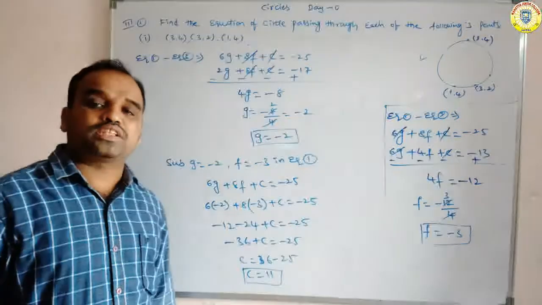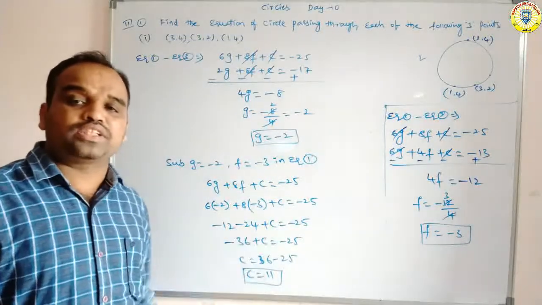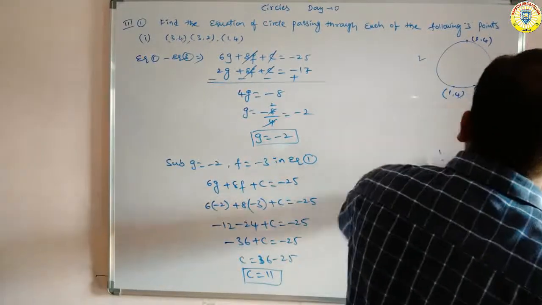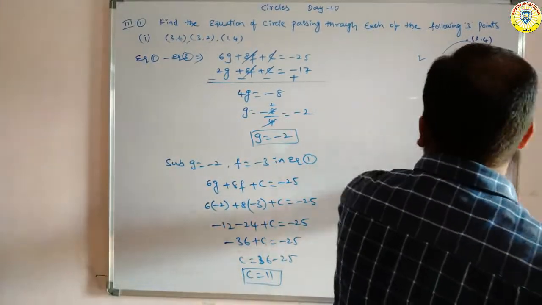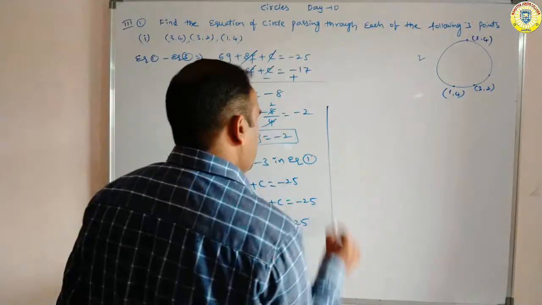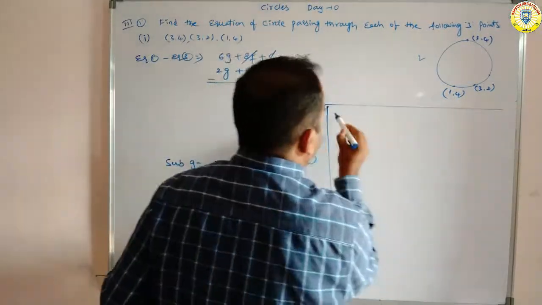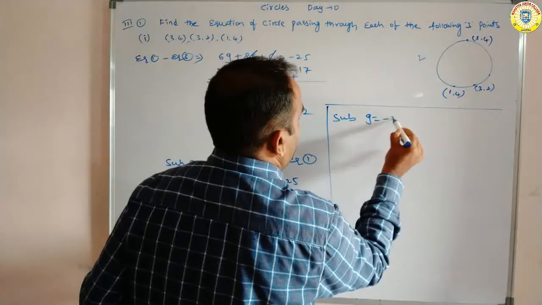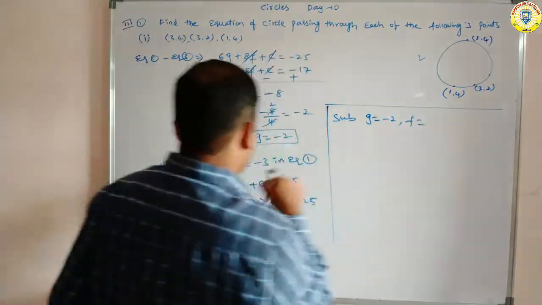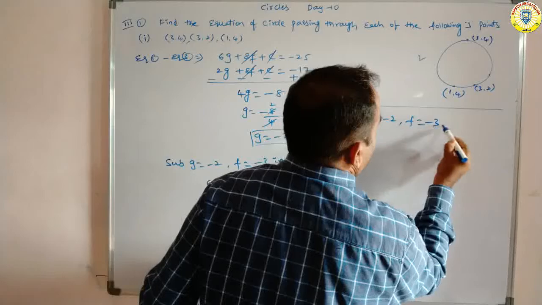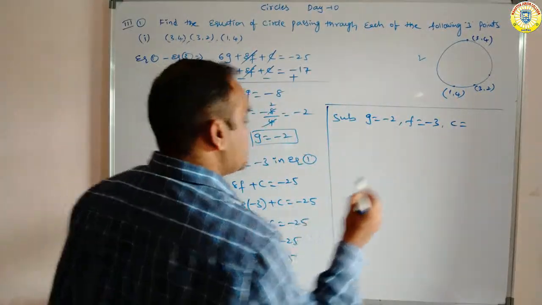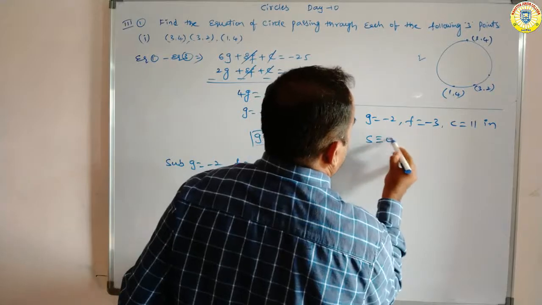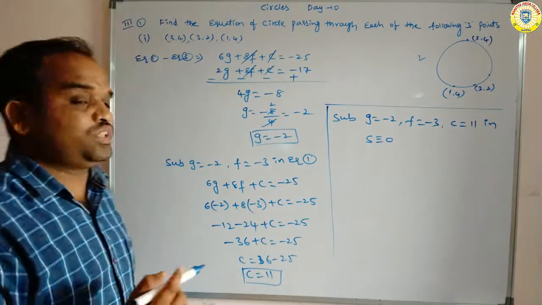In which equation? Substituting in the equation S is equal to 0. Okay? Substitute g is equal to minus 2, f is equal to minus 3, c is equal to 11 in the equation S is equal to 0. What is the S is equal to 0 equation?